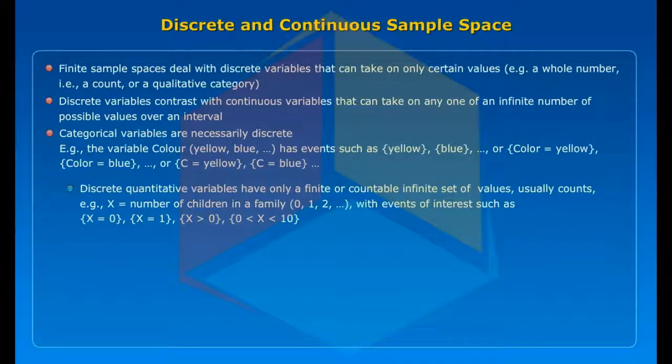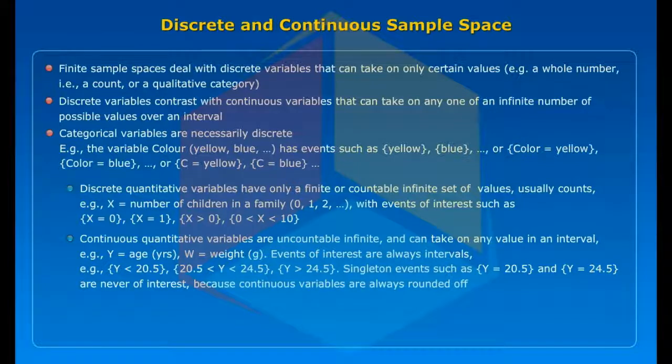Example, x is equal to number of children in a family: 0, 1, 2, and so on, with events of interest such as x is equal to 0, x is equal to 1, x greater than 0, or x lies between 0 and 10.